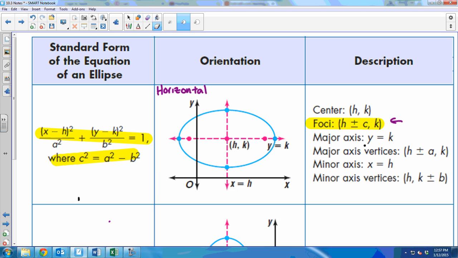You should notice that the equation of an ellipse is similar to the equation of a circle. There's some extra pieces. The same general idea. That means we're probably going to still be completing the square. Probably.